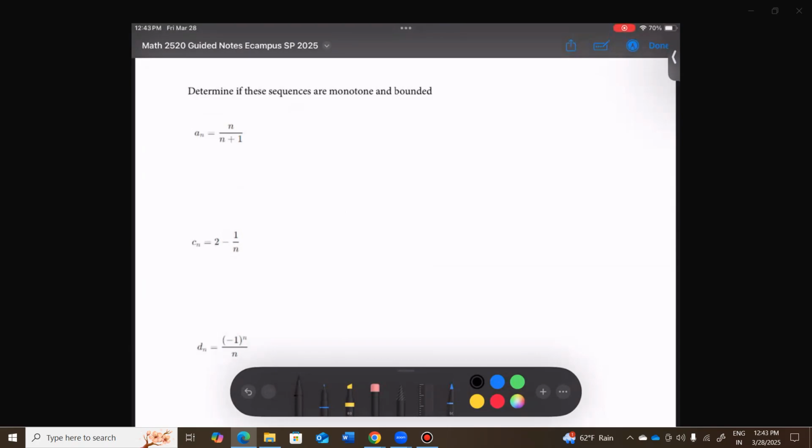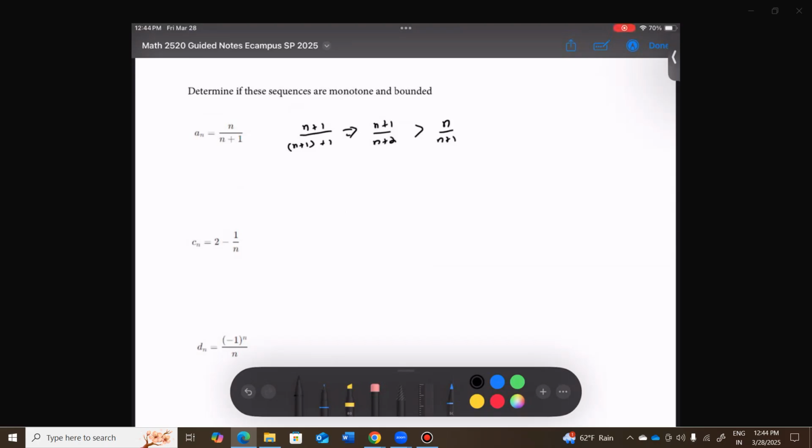Alright, so the next one is a sub n equaling n over n plus 1. What we're going to do is look at n plus 1 over n plus 1 plus 1. And when we do that, we get n plus 1 over n plus 2. Well, adding something to the denominator, this is going to be greater than n over n plus 1.